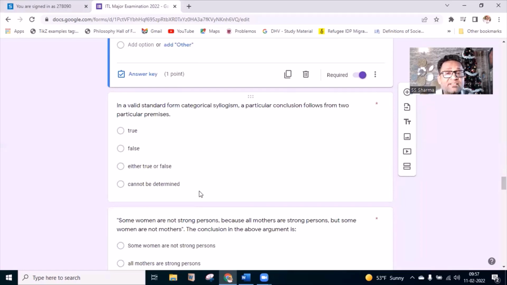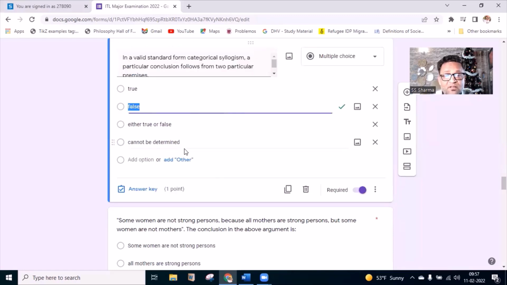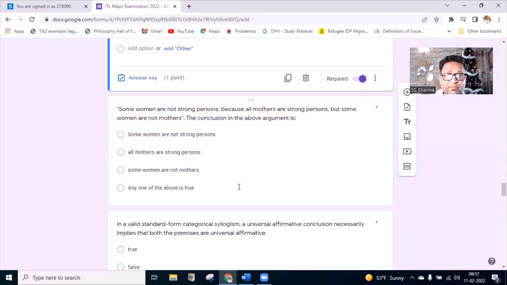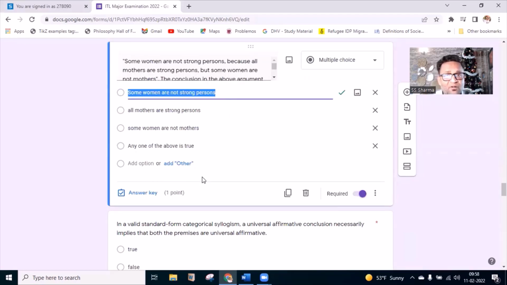Next question. In a valid standard form categorical syllogism, a particular conclusion follows from two particular premises. You know that no conclusion follows from two particular premises. So the answer was false. Next question. Some women are not strong persons because all mothers are strong persons, but some women are not mothers. The conclusion in the above argument is, so you have to find the conclusion. And if you see here that some women are not strong persons, and after that you find because. So after because, these two propositions, because and but, they are making these two as premises. There was no conclusion indicator, but since there are premise indicators, so by default this will become the conclusion: some women are not strong persons. So the answer was some women are not strong persons.